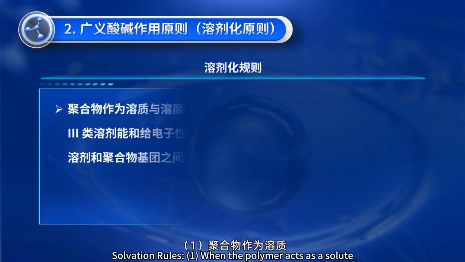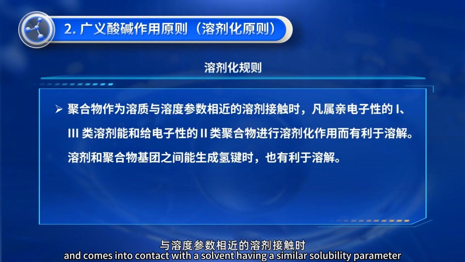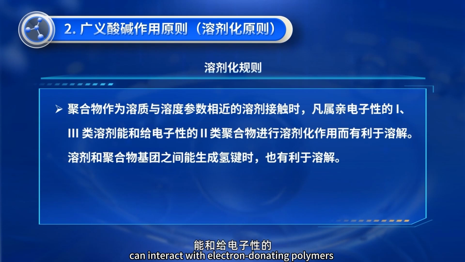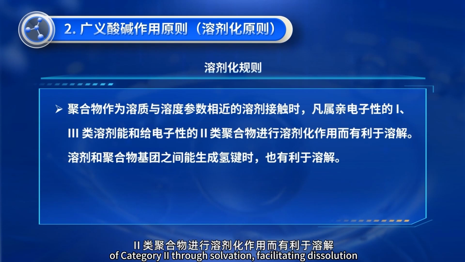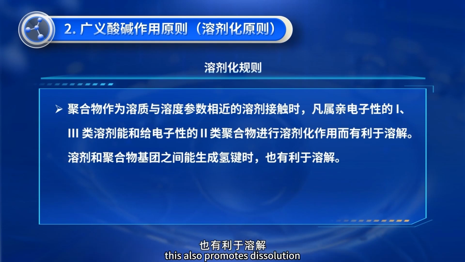Solvation rules. First, when the polymer acts as a solute and comes into contact with a solvent having a similar solubility parameter, electrophilic solvents of category 1 and 3 can interact with electron-donating polymers of category 2 through solvation, facilitating dissolution. If hydrogen bonds can form between the solvent and polymer groups, this also promotes dissolution.